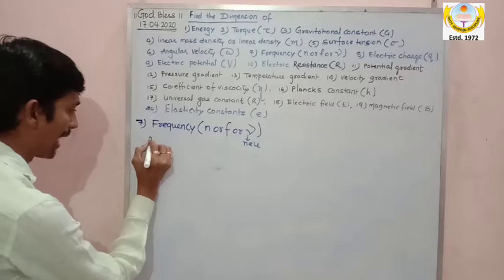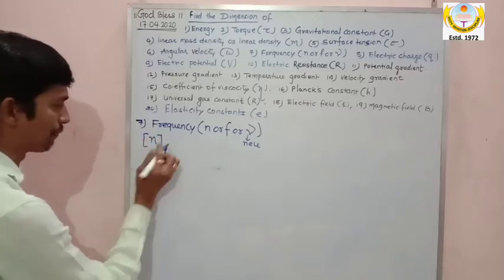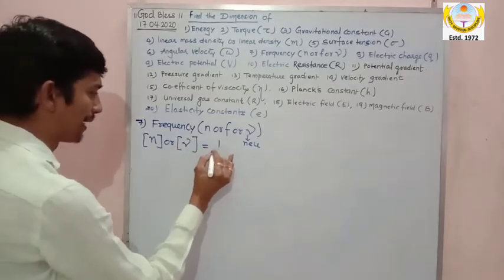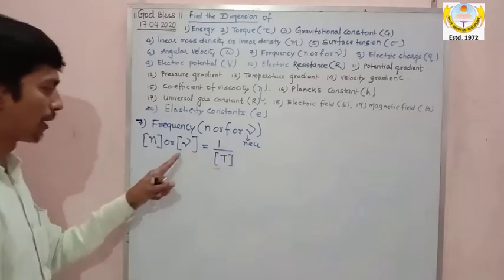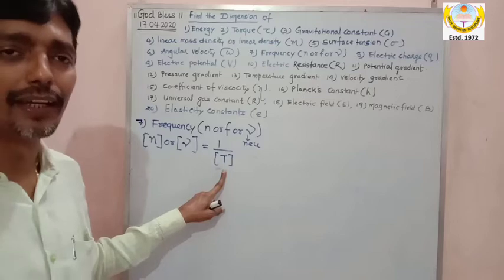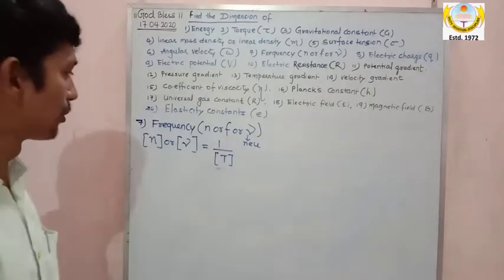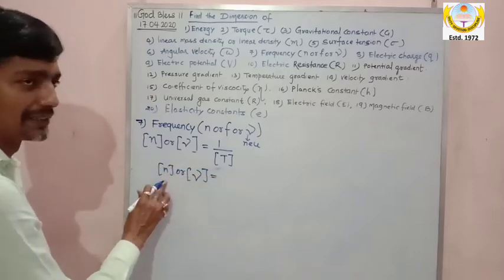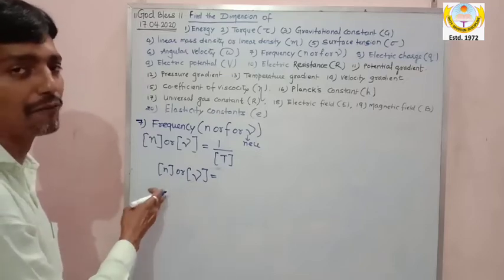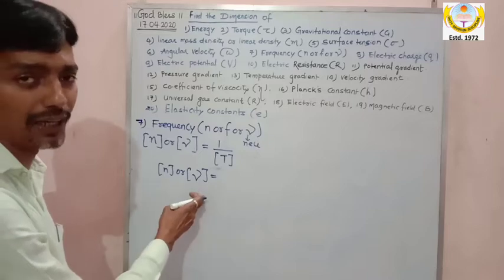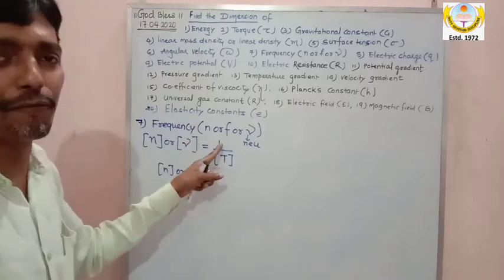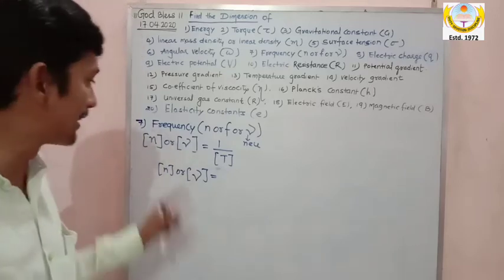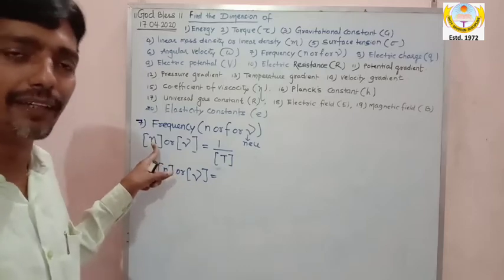So here I am writing the dimension of frequency, that is the dimension of N or nu or F, which is nothing but 1 upon the dimension of T, because the formula of frequency is the reciprocal of time period. Simple. So dimension of N, that is frequency, or dimension of nu, that is also frequency, but one is for non-electromagnetic sound and one for electromagnetic, it makes no difference. The definition and formula are the same. Either it is the frequency of an electromagnetic wave, then also it is the reciprocal of time, or it is the frequency of a sound wave, it is 1 by time.